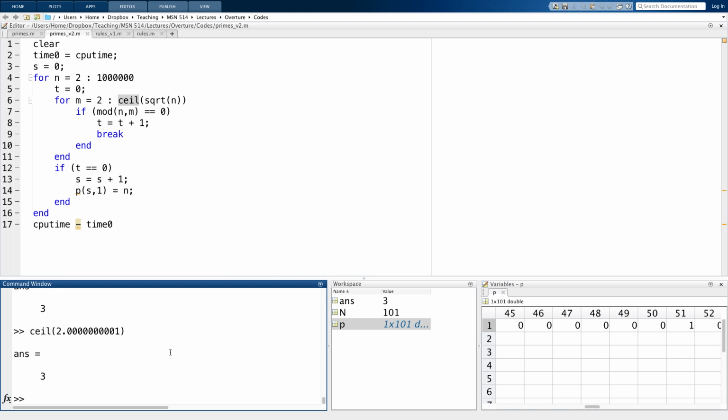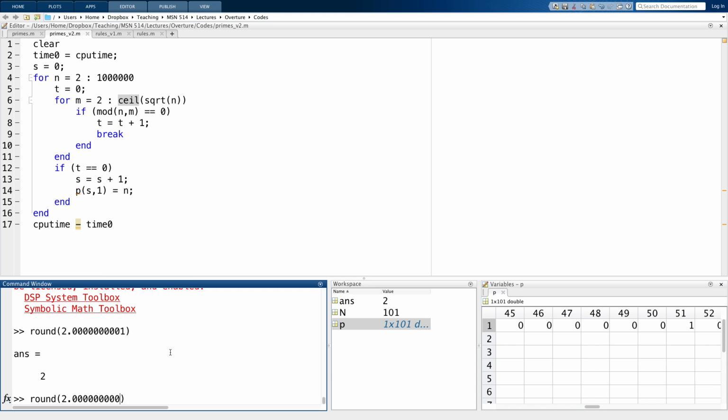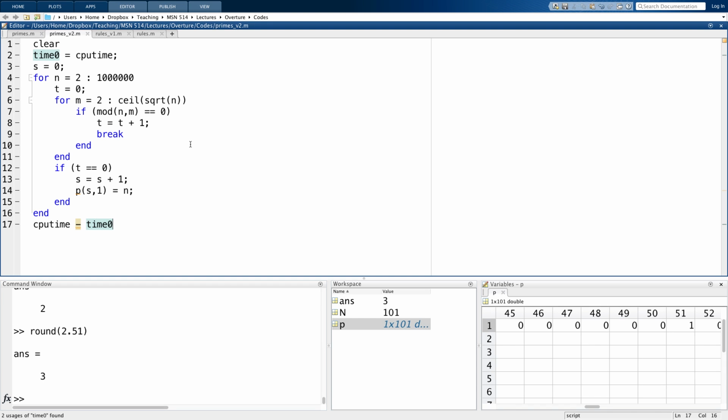Is there another one for the floor? Floor, I guess. Yeah. And there is int. Round. Sorry, there is round, which is like 2.49 is 2, 2.51 is 3. Okay? Good. What else you might have missed?